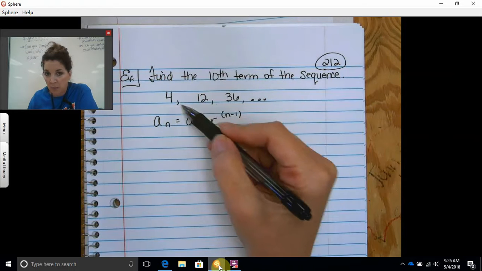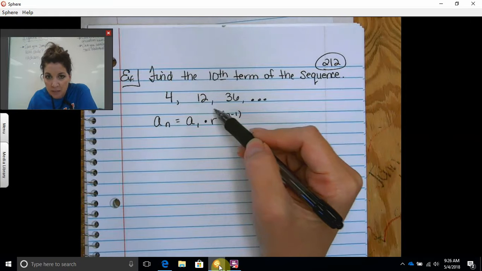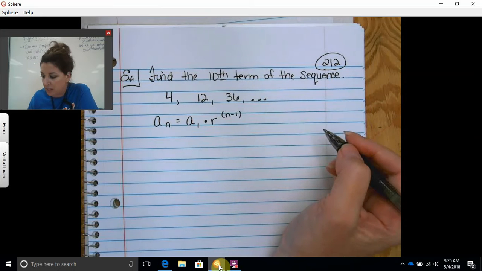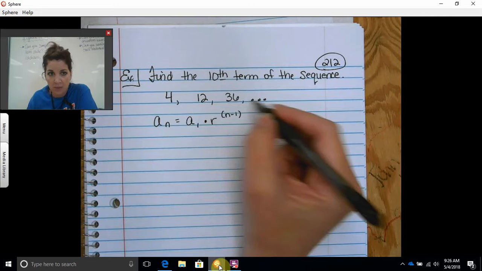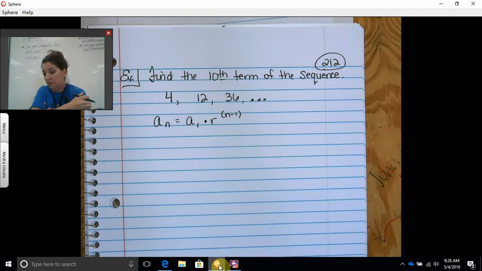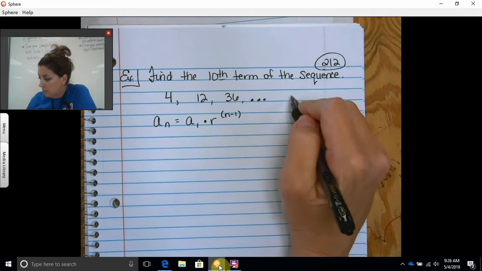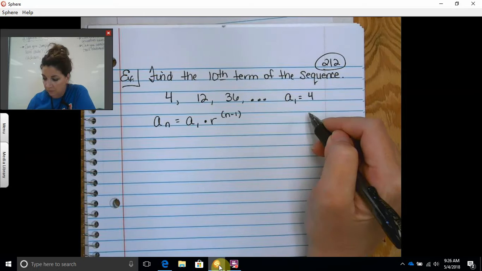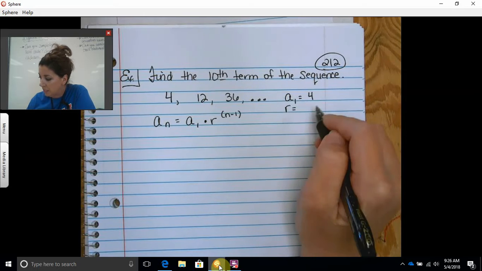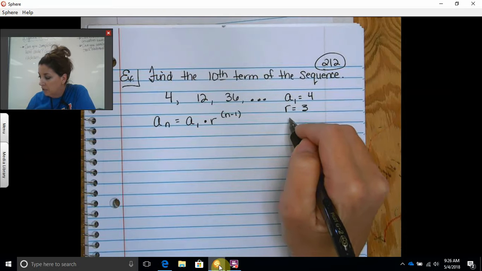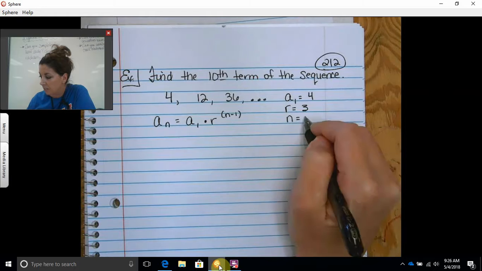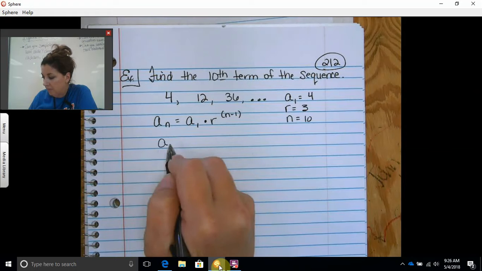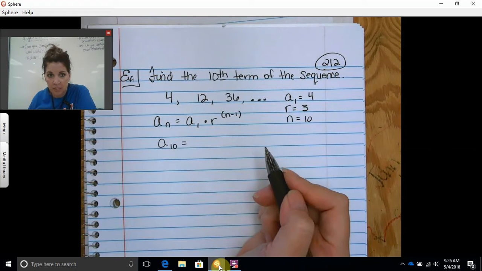Because 4 times what is 12? And 12 times 3 is 36, right? We're multiplying to get to the next term of the sequence. So this is the geometric explicit formula, not the arithmetic. We would use a different formula. So our first term of the sequence is 4. Our common ratio is 3. And n, the term number we're looking for, is 10. Super easy. So we're looking for a sub 10, that 10th term.